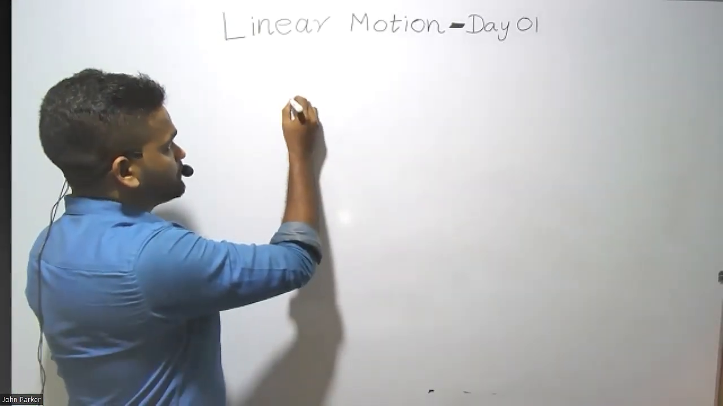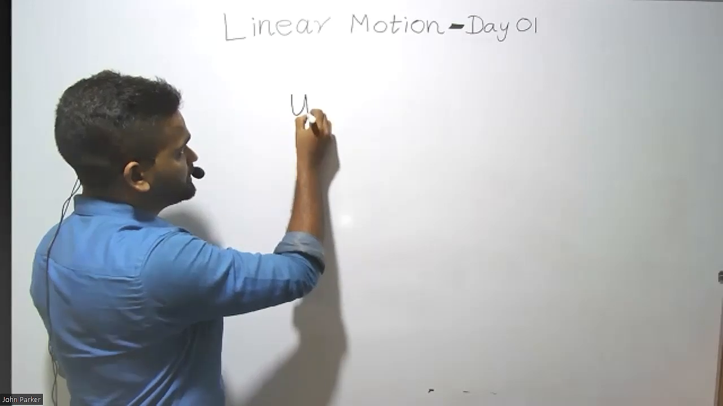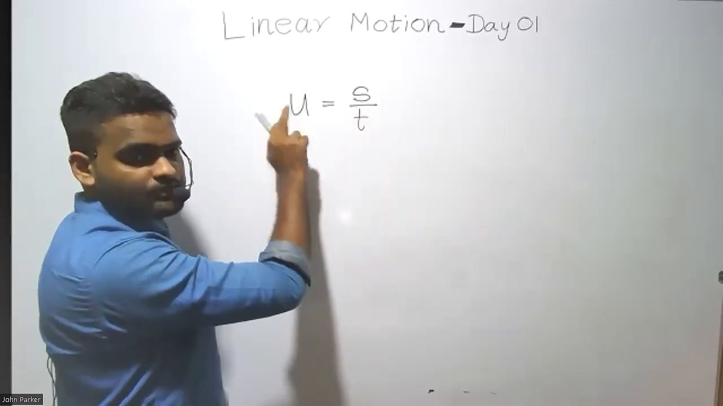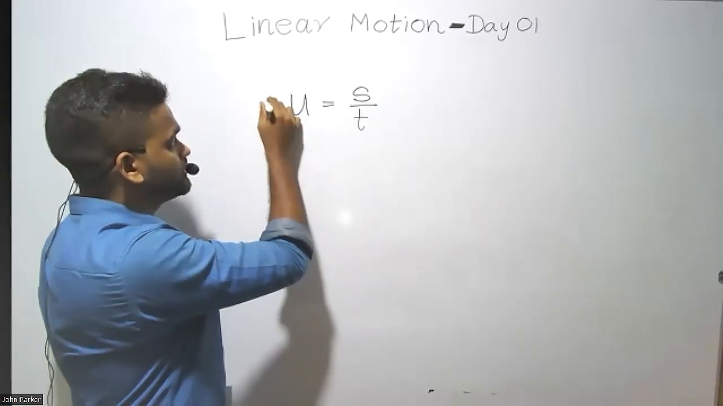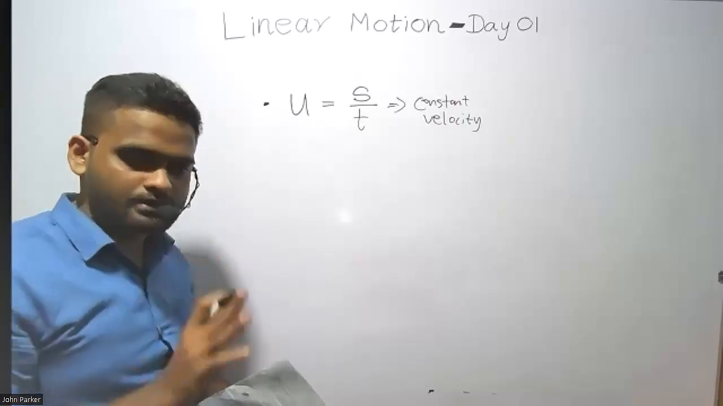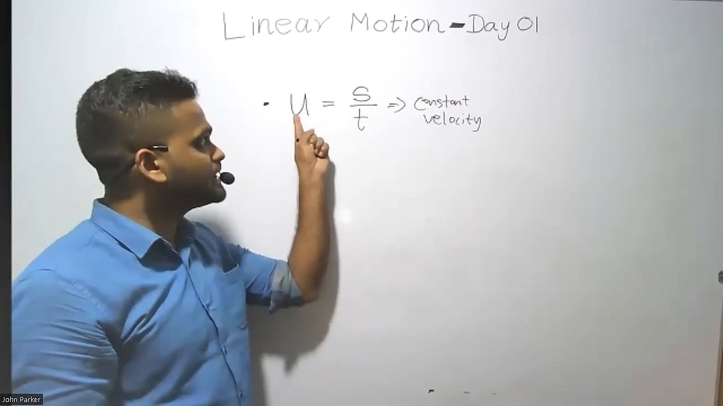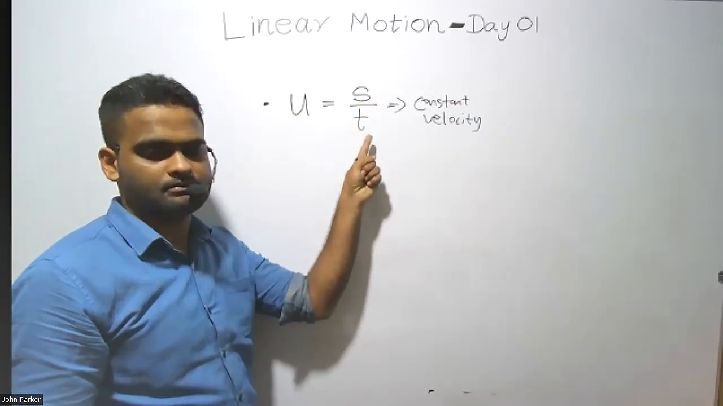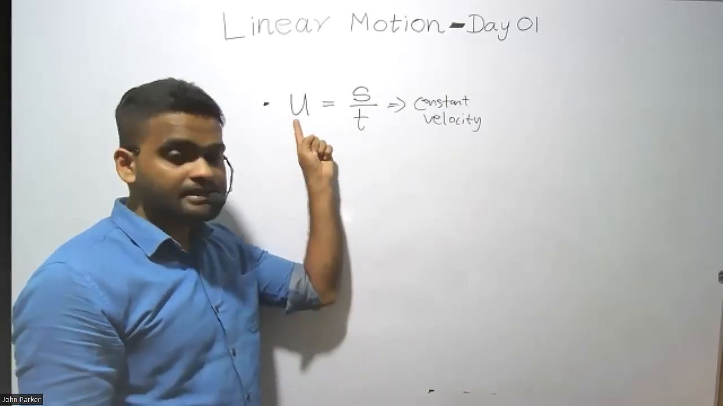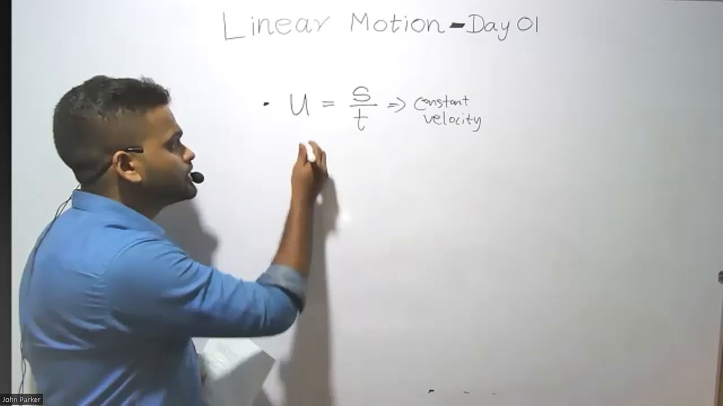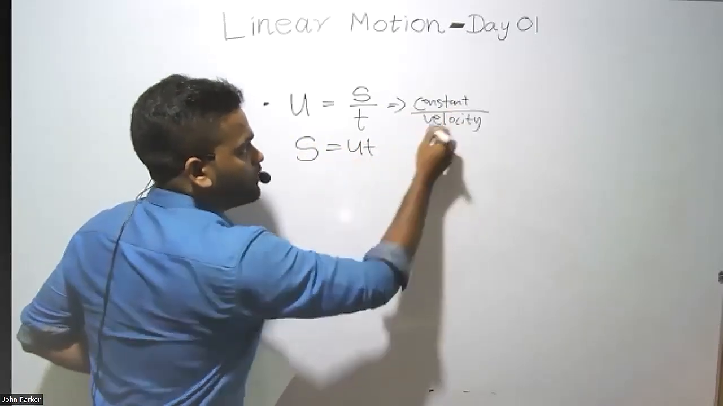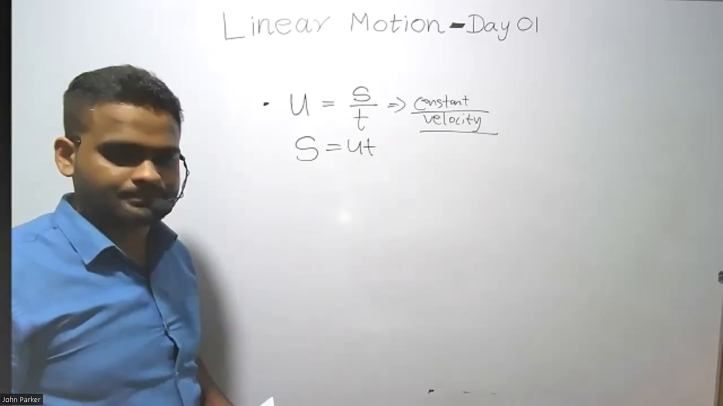So we have this equation, u equals displacement divided by time. This equation can only be applied for constant velocity. To find constant velocity, you can simply divide displacement by time, given that this velocity is constant. So here you can have this form as well, right? This is only for constant velocity, right?